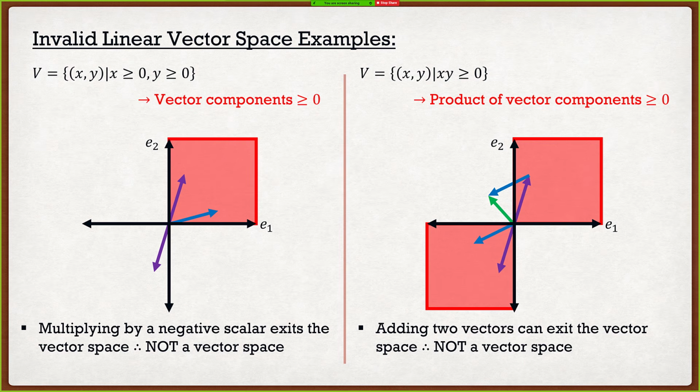So this is just an example of what a linear vector space is. But of course, for us, when we're dealing with the finite element method, we are dealing with R2 and R3. Those are linear vector spaces, so we're actually good to go. We don't have to worry too much. I just wanted to show you guys examples of what would be considered an invalid linear vector space.